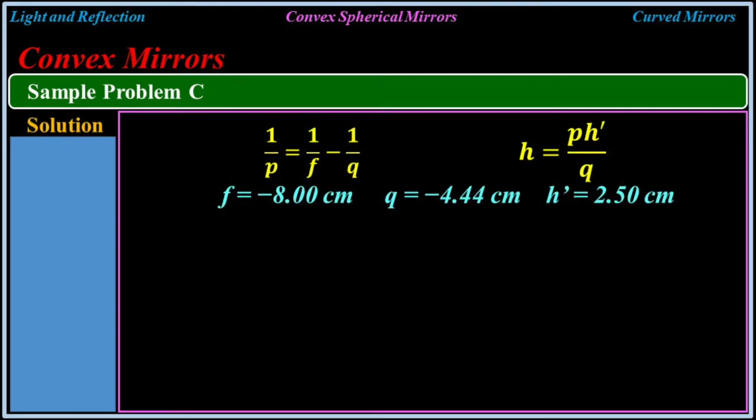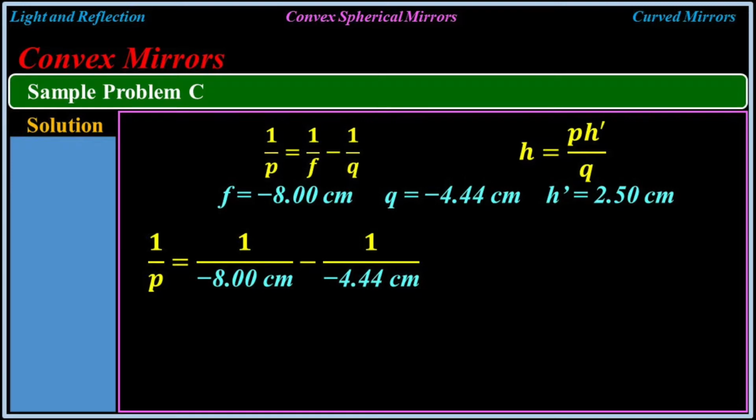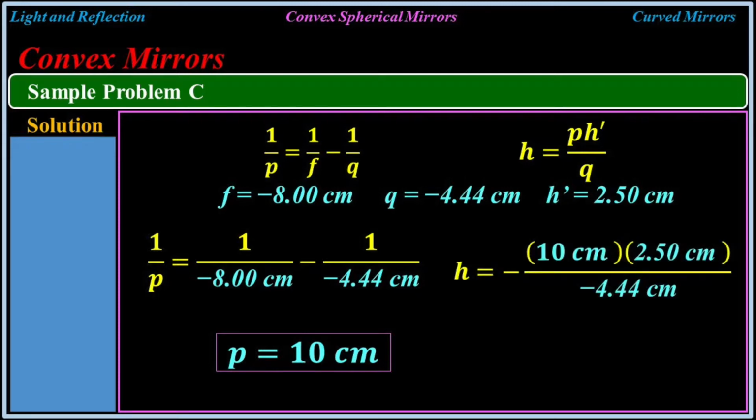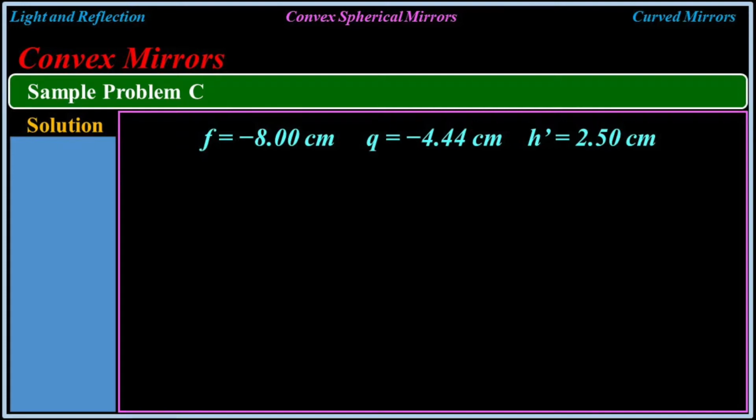Here are the equations, and here's what's given. So you're looking for p. That's one thing you're looking for. So p is 10 centimeters, which means it's in front of the mirror. h is going to be positive as well, a positive 5.63. That's the object.